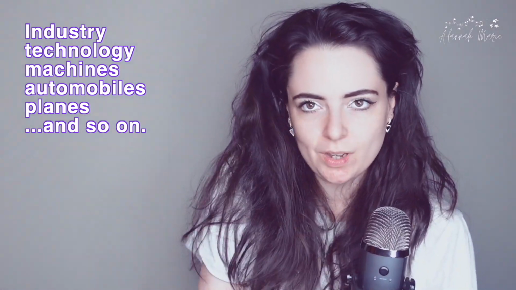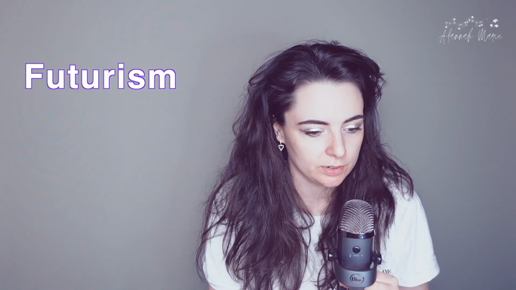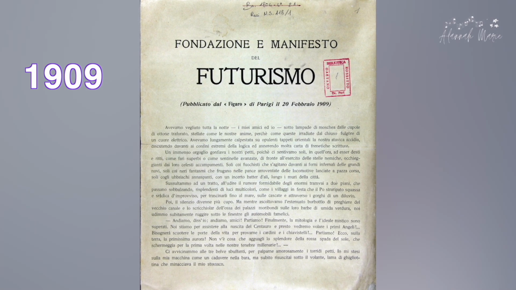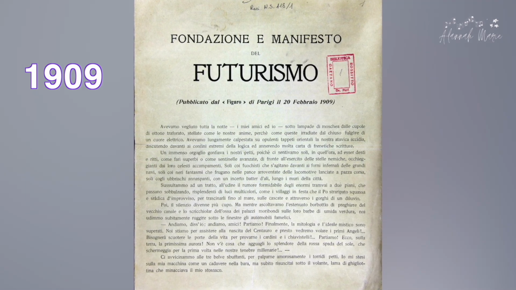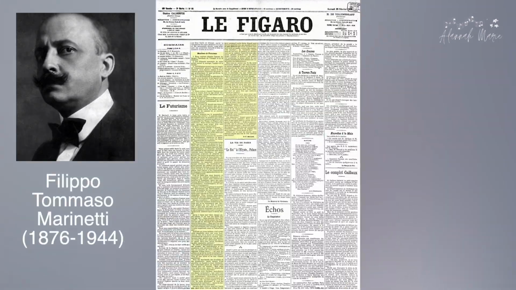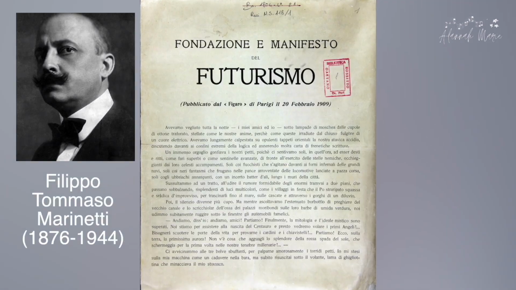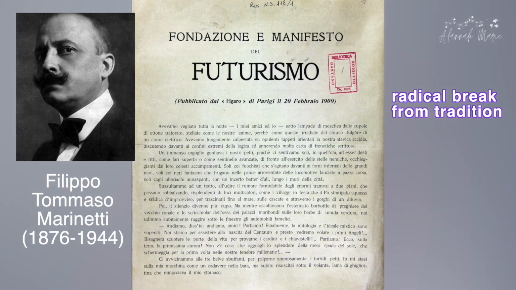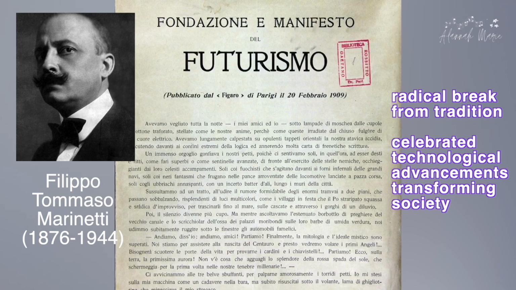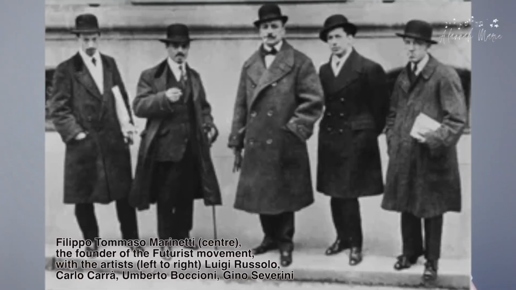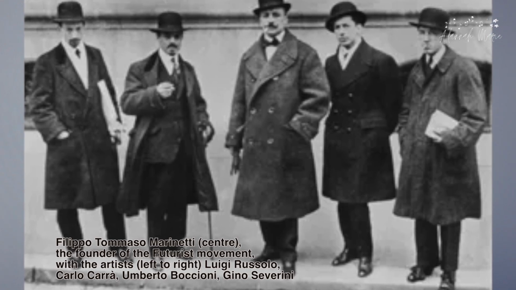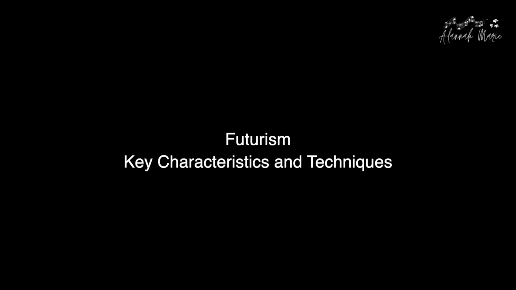So we're going to look at Futurism in a few different art forms. Futurism was officially launched in 1909 with the publication of the Futurist Manifesto by Italian poet Filippo Tommaso Marinetti in the French newspaper Le Figaro. The manifesto called for a radical break from tradition and celebrated the technological advancements that were transforming society. Futurism quickly gained momentum and attracted a group of like-minded artists and writers.